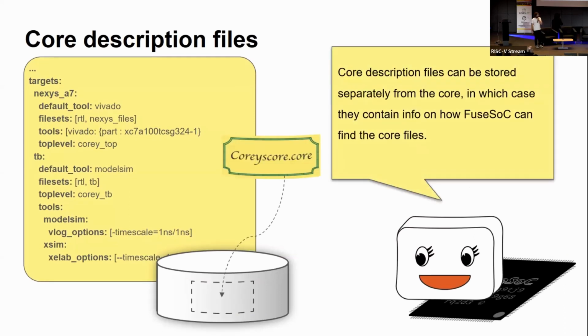And I said these core description files normally go with the core, but in many cases you might not have access to the actual code. So you can also have these core description files separate from the cores, which is very handy in some cases. We call them remote cores.